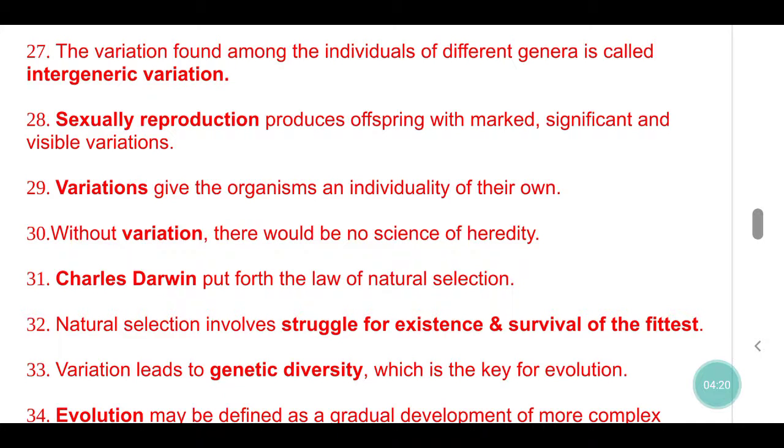Sexual reproduction produces offspring with marked, significant and visible variations. Variations give the organisms an individuality of their own. Without variation, there would be no signs of heredity.